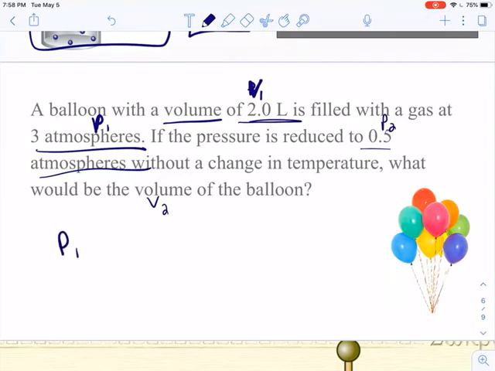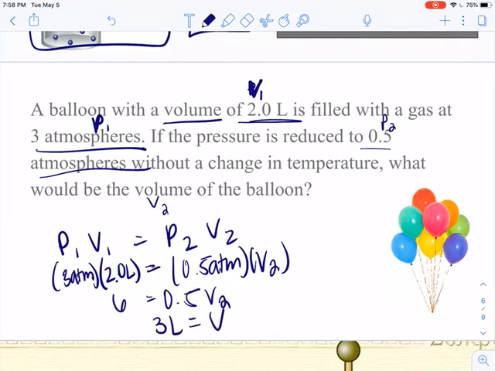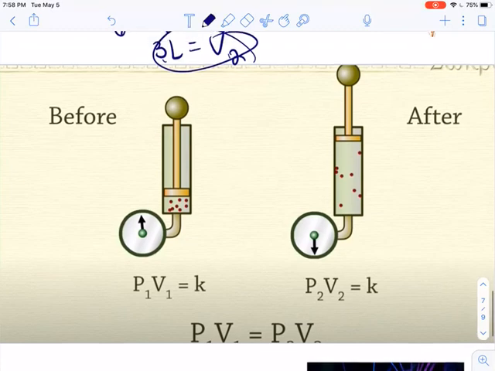So we can look at our equation: P1 times V1 equals P2 times V2. So we do 3 atm times 2.0 liters equals 0.5 atm times V2. So 6 equals 0.5 times V2, so then 3 liters equals our volume. Notice when our pressure is less, our volume is more than it originally was, because 3 is greater than 2. We can also look at these syringes.